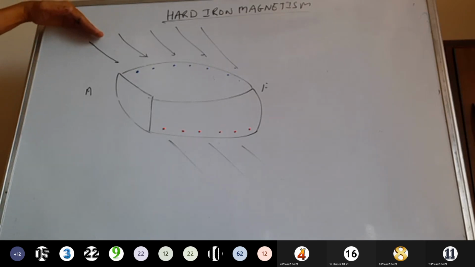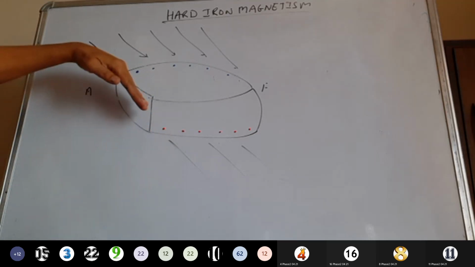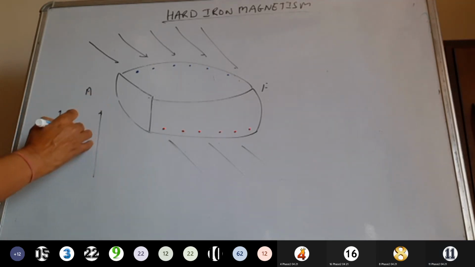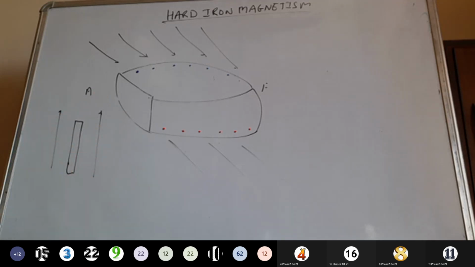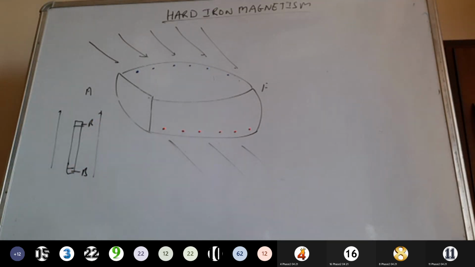The end from where? Just now I told you about the inducing field: the side from where the inducing field is entering becomes the blue pole, and where it exits becomes the red pole. Just now I told you that this is the inducing field. In this inducing field, if I keep a material like this, let us say an iron bar, this end will become blue and this will become red by magnetic induction.